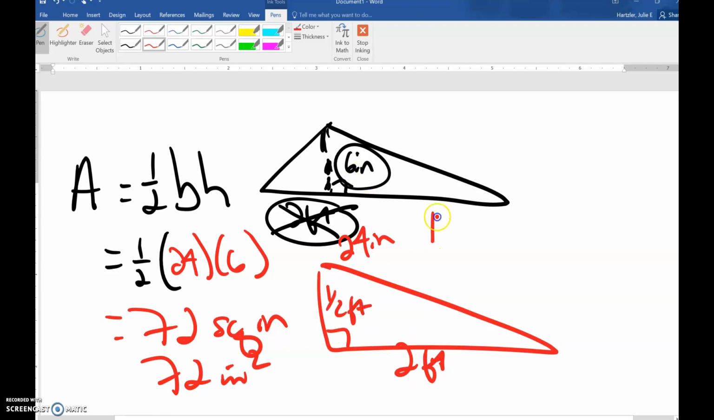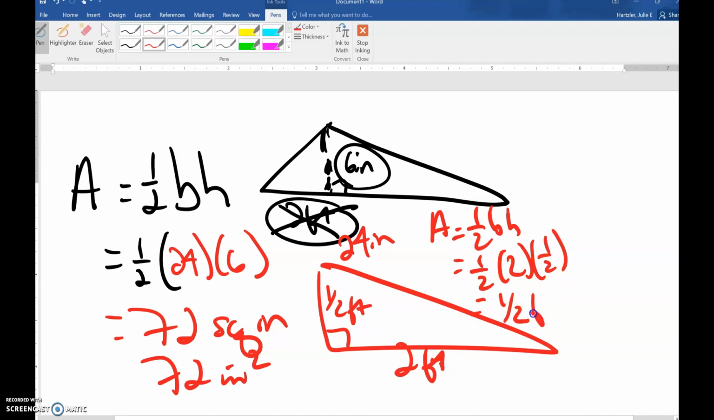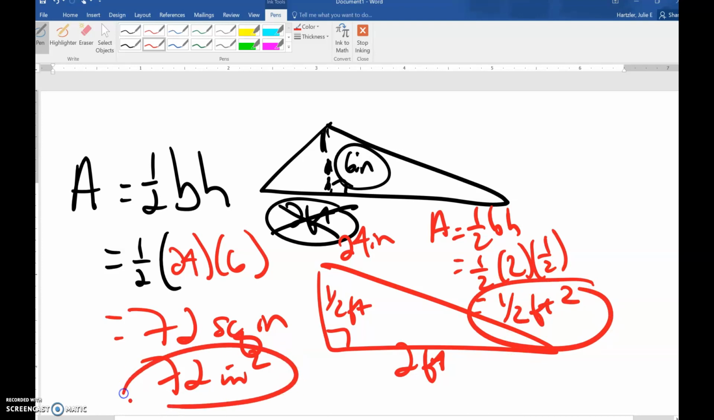So let's see what happens if you do that. You get half base times height. Your base is 2, your height is a half. So let's see, a half times 2 is what, 1. So you get a half of a square foot as your final answer, okay? So either way, you just have to have consistent units.